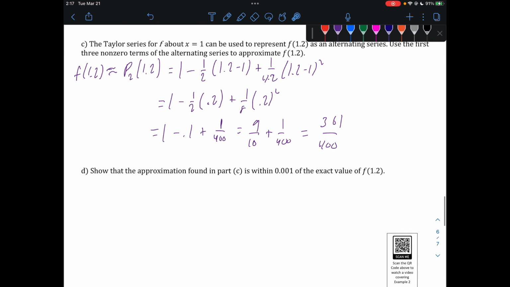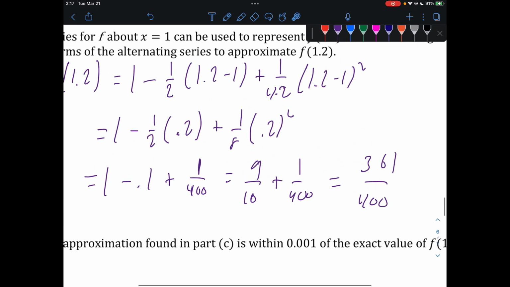Okay, last part here, part D. Show the approximation found in part C is within 0.001 of the exact value of f of 1.2. All right, well, I guess now I really make sure that I did this last part right here. So let me just double check my work before I go too far.